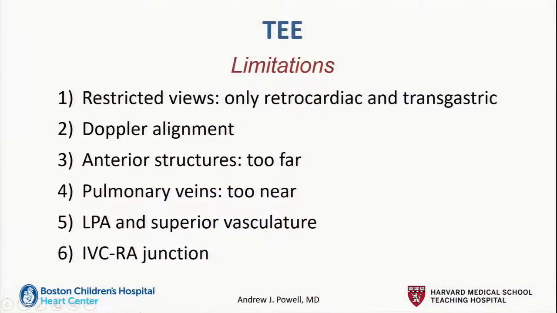You're also a fixed distance away from structures, so you can't really adjust to that. Sometimes the anterior structures, the ones closer to the anterior chest wall, are too far from the probe and hard to see. Sometimes things that are right close to the probe, like pulmonary veins, are almost too near, and they can be hard to resolve from time to time. In the upper chest, the left pulmonary artery and the blood vessels in the upper chest, such as the aortic arch, can sometimes be hard to visualize. And the IVC-RA junction can be a little bit of a blind spot by TEE as well.